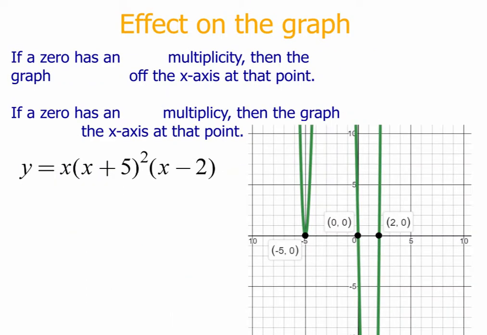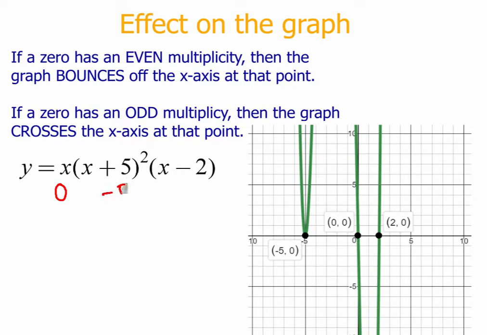Then we have to talk about the effect of multiplicity on the graph. If a zero has an even multiplicity, then the graph bounces off the x-axis at that point. If a zero has an odd multiplicity, then the graph crosses the x-axis at that point. So if I look here, I've got y equals x times (x + 5) squared times (x - 2). Thinking about the zeros that go with this, x tells me I've got a zero at 0, plus 5 tells me I have a zero at negative 5, and minus 2 tells me I have a zero at positive 2.